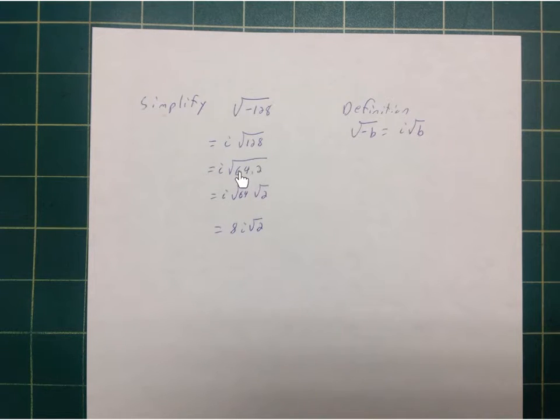So the perfect square factor of 128 is 64 times 2. Break that into the square root of 64 times the square root of 2. The square root of 64 is 8. We still have an i, and we have the square root of 2.